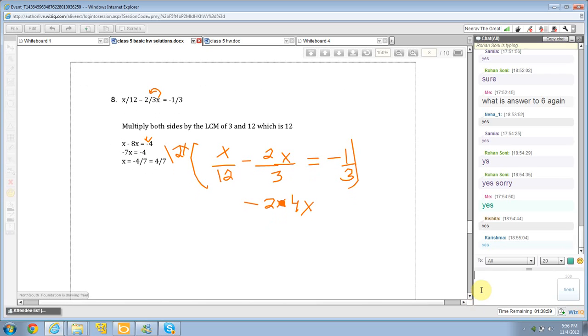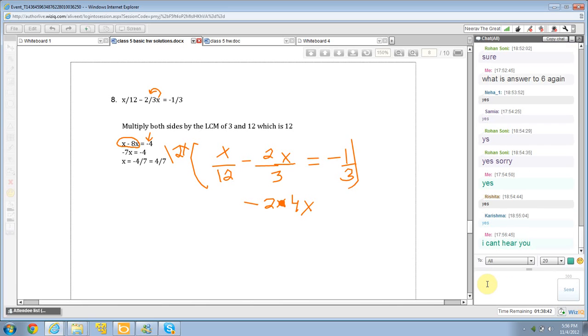That's one thing. It can be really easy to lose track of your negative signs, so be really careful that you copy them down all the way through the problem. Okay, so just grouping these two, they're like terms, so grouping them together, you get negative 7x equals negative 4. So you divide negative 4 by negative 7, and the negatives cancel, and you get 4/7.